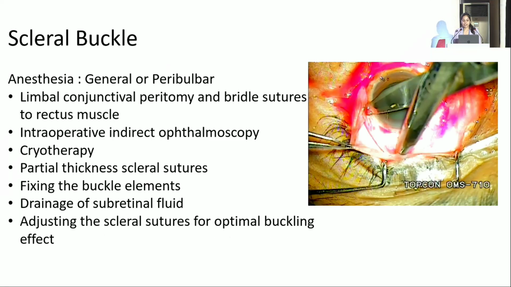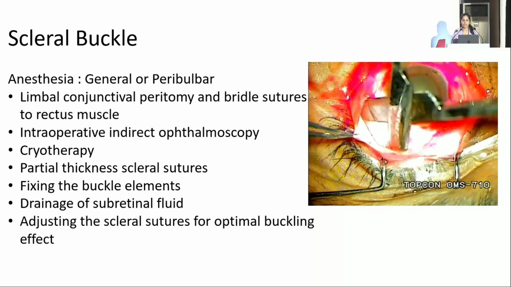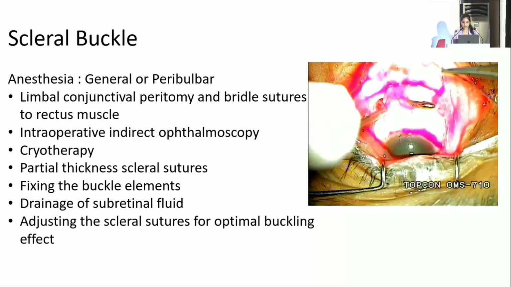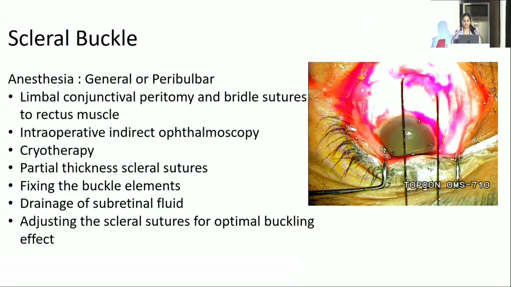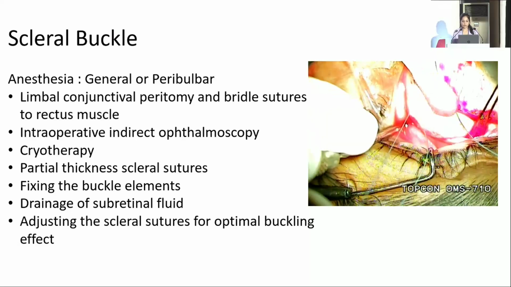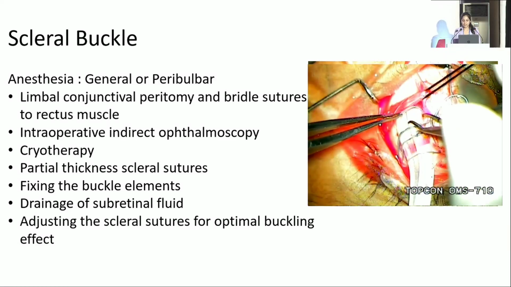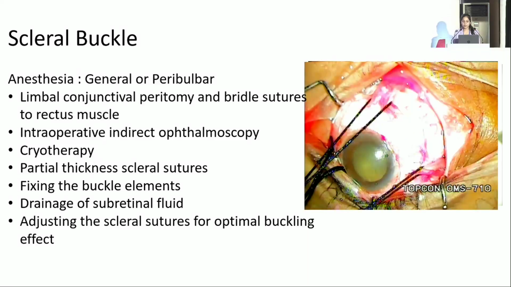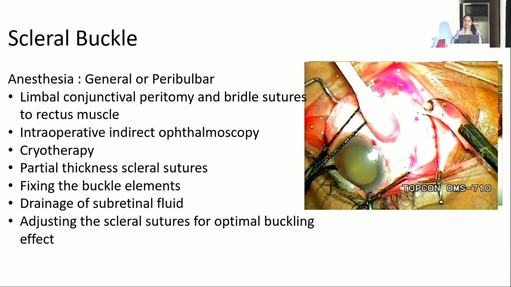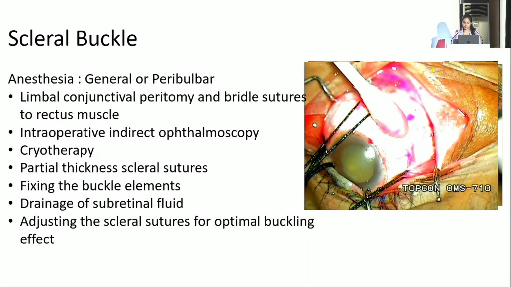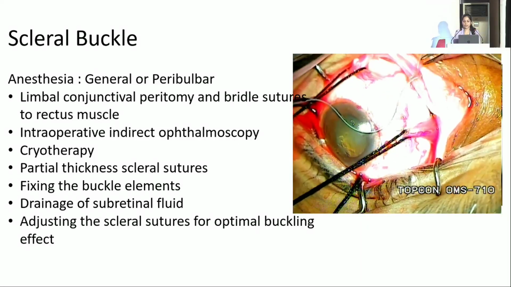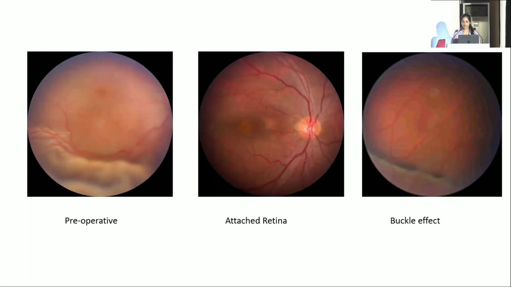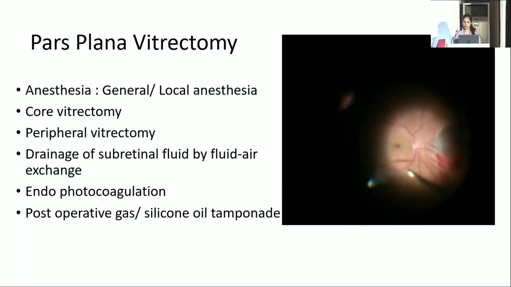Here we see a patient with superior RD treated with pneumatic retinopexy, with attached retina 3 weeks postoperatively. For scleral buckle, we do a conjunctival peritomy and give bridle sutures for all the recti muscles. Intraoperatively, we do an indirect ophthalmoscopy, identify all the breaks, and apply cryotherapy to them. Then we give partial thickness scleral sutures for fixing the buckling elements, after which we do an external sclerotomy for SRF drainage. Then we adjust the scleral sutures for optimal buckling effect. And this is a patient treated with scleral buckling showing attached retina postoperatively.